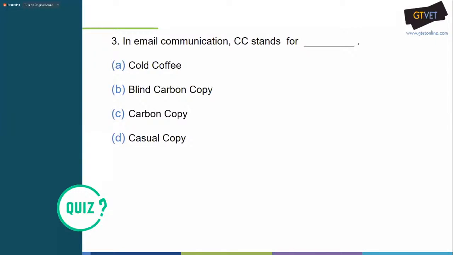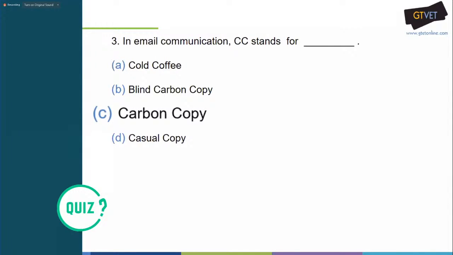Okay. In the mail communication, have you ever heard about that word CC? CC stands for what? There is a concept called CC in mail. Copy. Casual copy. No. It's carbon copy. Yes, it's carbon copy. Okay.